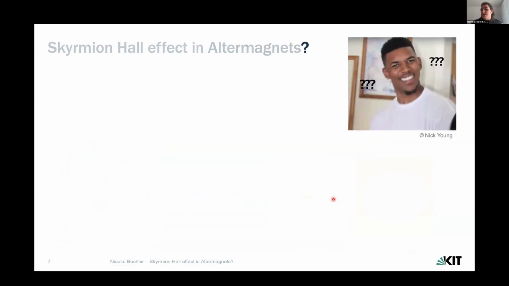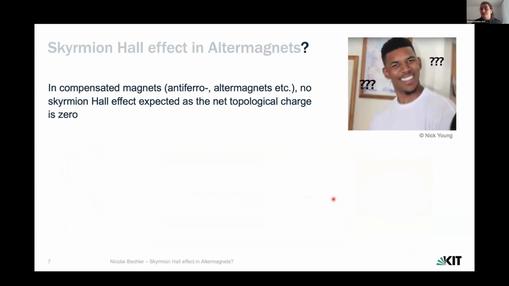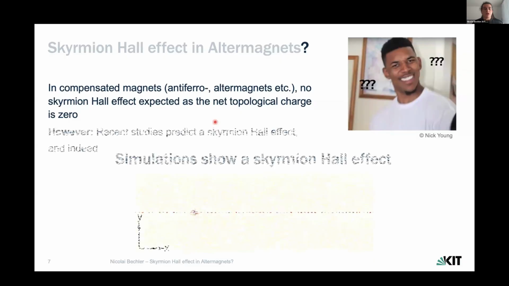So now let me explain why there's a question mark in the title. Typically in compensated magnets, that means magnets that have macroscopically no net magnetic moment, like the antiferromagnets or also our altermagnets, we would not expect the Skyrmion Hall effect because we do not have a net topological charge. That is because in one sublattice we have a skyrmion with charge 1, in the other sublattice we have a skyrmion with charge -1. So in the net sample they cancel each other, resulting in no topological charge, and therefore we predict that there should be no Skyrmion Hall effect.